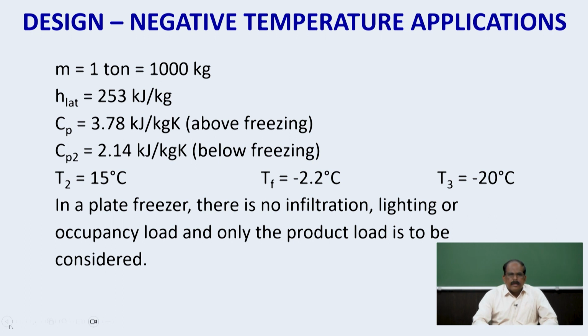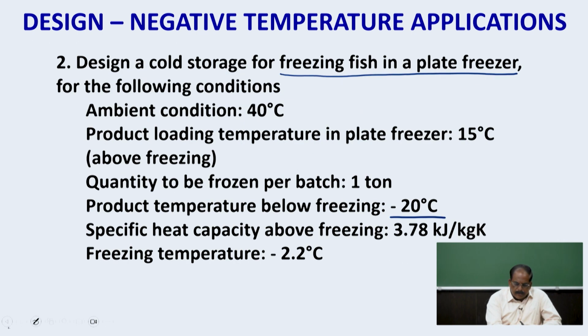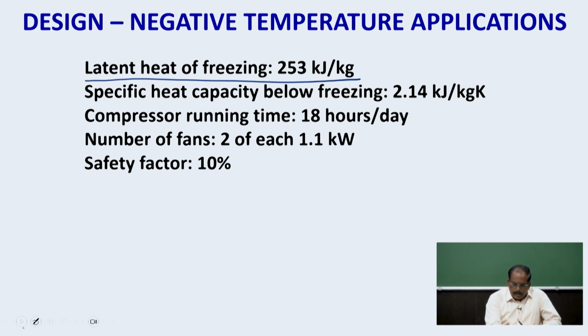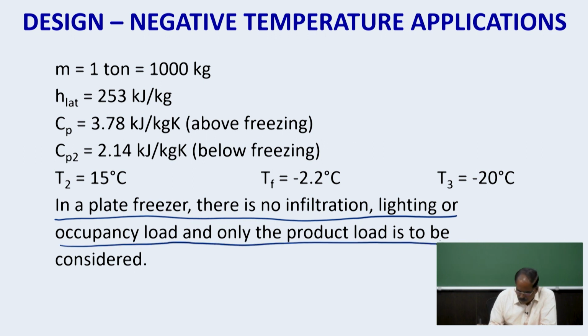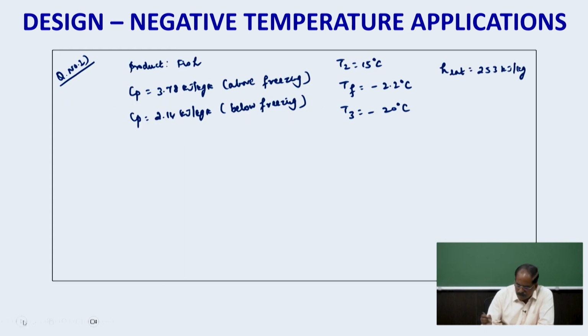In the plate freezer, the dimensions are not given, so the transmission load is not calculated. There is no infiltration load in a plate type freezer, no lighting or occupancy load, and only the product load is to be considered, because here the cooling is achieved by using a cold plate in direct contact with the product. So let us calculate the product load.